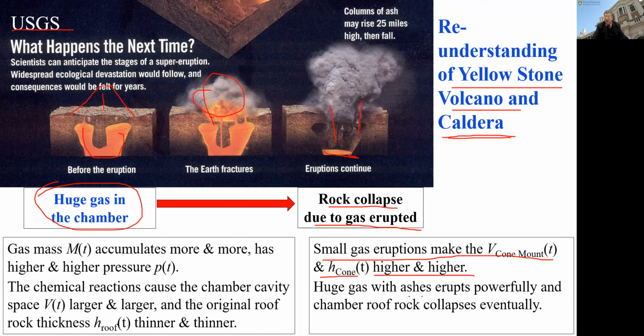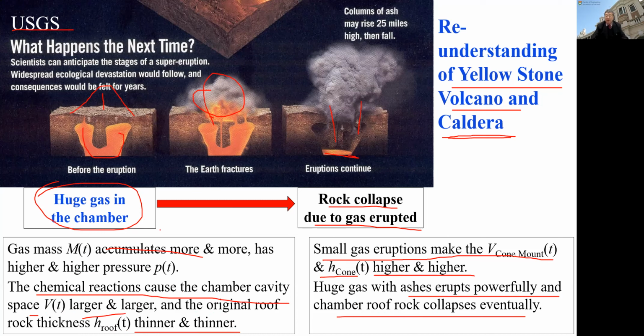The gas with ash erupts powerfully and the chamber roof eventually collapses. So the chemical reaction causes the chamber cavity space to become larger and larger, and the original roof thickness becomes thinner and thinner. Then the gas accumulates, the pressure becomes high, and there can be small eruptions, and then more small eruptions, and continue to the final one. Okay, the collapse of the cone mountains.